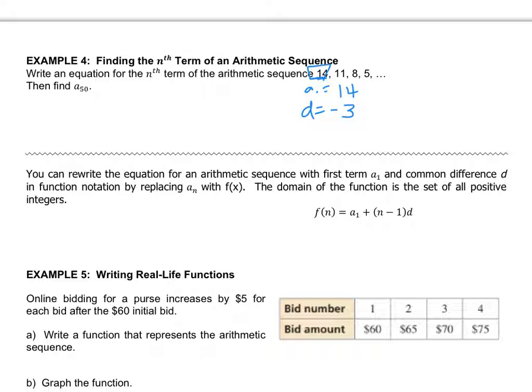So we're going to put it all together in a moment. I just want to point out that it asks you to find a sub 50. You don't do that until you get the formula. So first we need the a1 and the d. We're going to put it all together in a formula, and then we'll find a sub 50. So the formula goes like this. A sub n equals a sub 1, which is 14, plus n minus 1 times the common difference, which is negative 3.